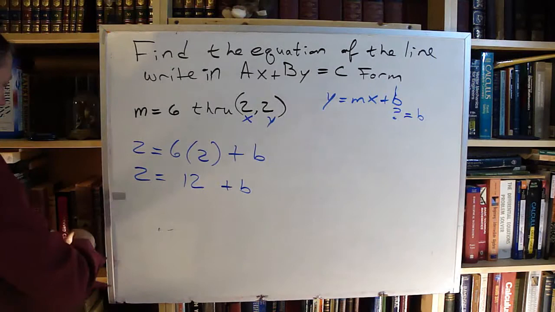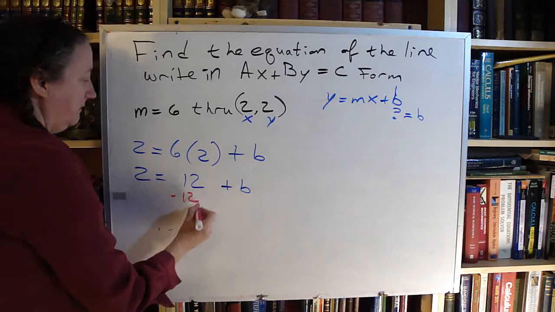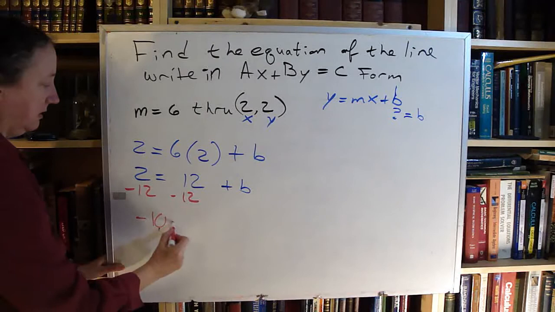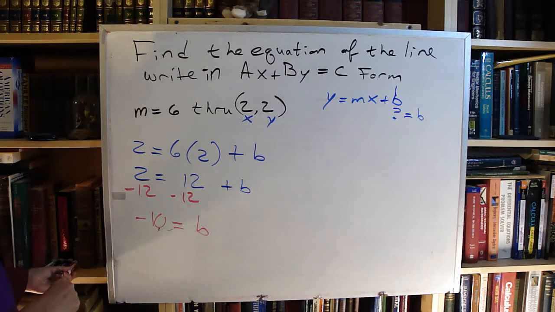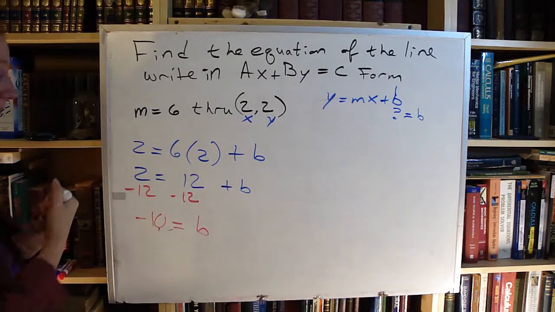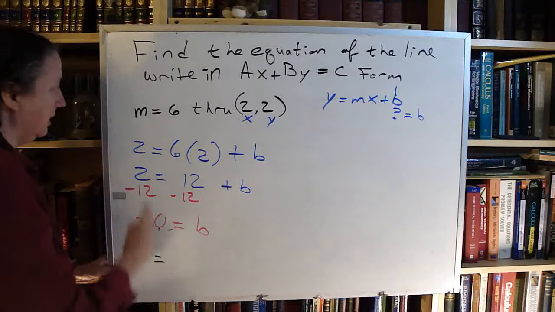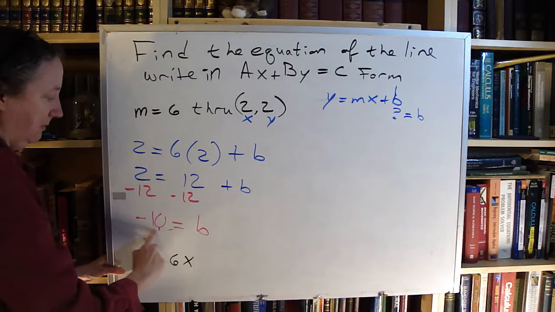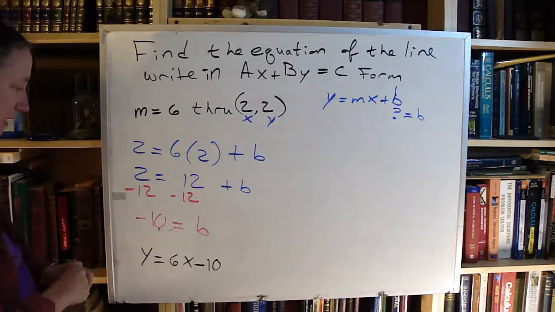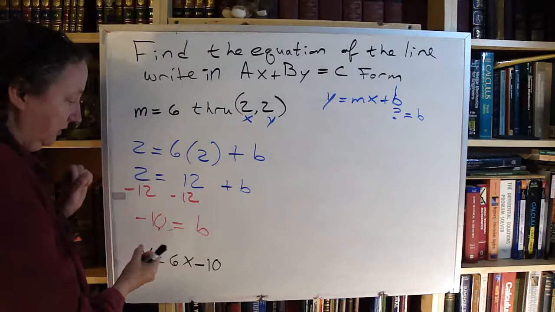Solving this, I subtract the 12 from one side to the other. Now I have negative 10 equals b. So writing this as y equals mx plus b, this becomes y equals 6x minus 10. This is the easier way to do this. If we could stop right there, we would be done.